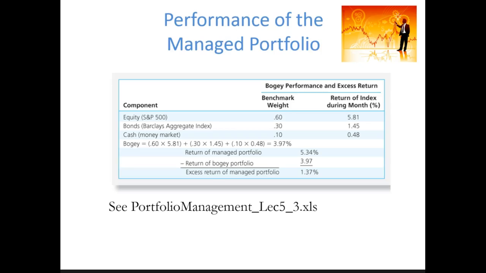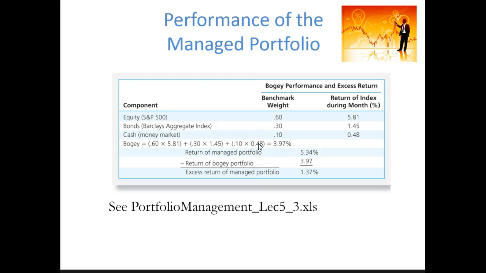So in this particular case, let's imagine that our bogey or our benchmark portfolio is one that has 60% invested in equities, 30% in bonds, and 10% in cash. And let's imagine the market index return across each of these asset classes is 5.81% in equities, 1.45% in bonds, and 0.48% in cash. So we can use our normal return calculation, the weights times return of each asset class, to see that the bogey or the benchmark portfolio generated a return of 3.97%.